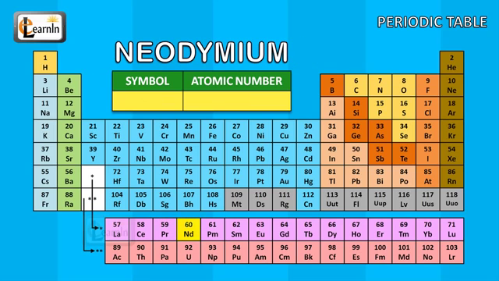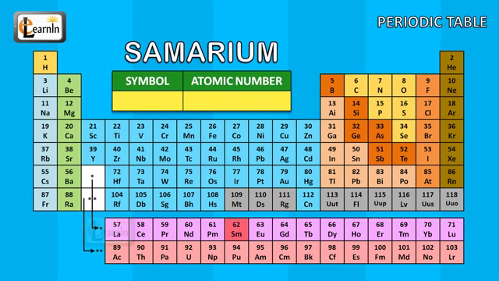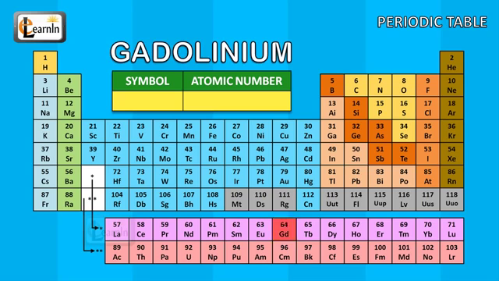The element neodymium is represented as Nd and has an atomic number of 60. The element promethium is represented as Pm and has an atomic number of 61. The element samarium is represented as Sm and has an atomic number of 62. The element europium is represented as Eu and has an atomic number of 63. The element gadolinium is represented as Gd and has an atomic number of 64.